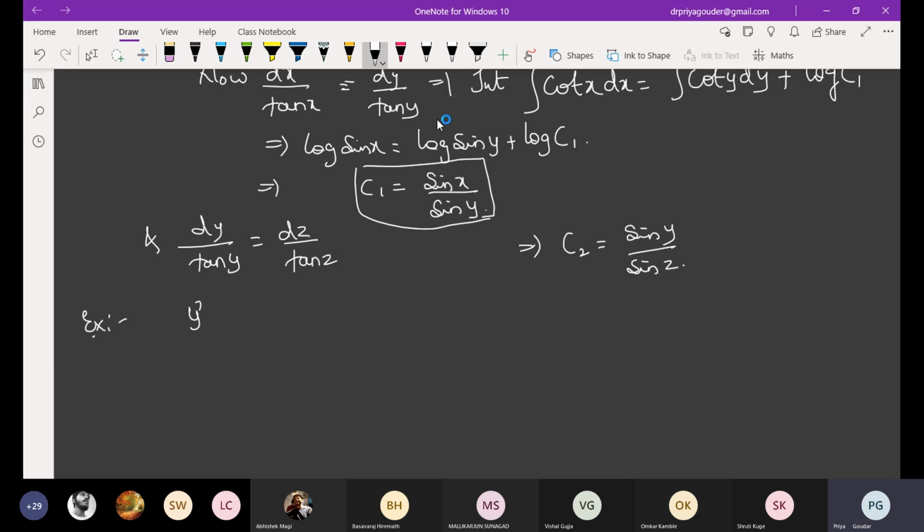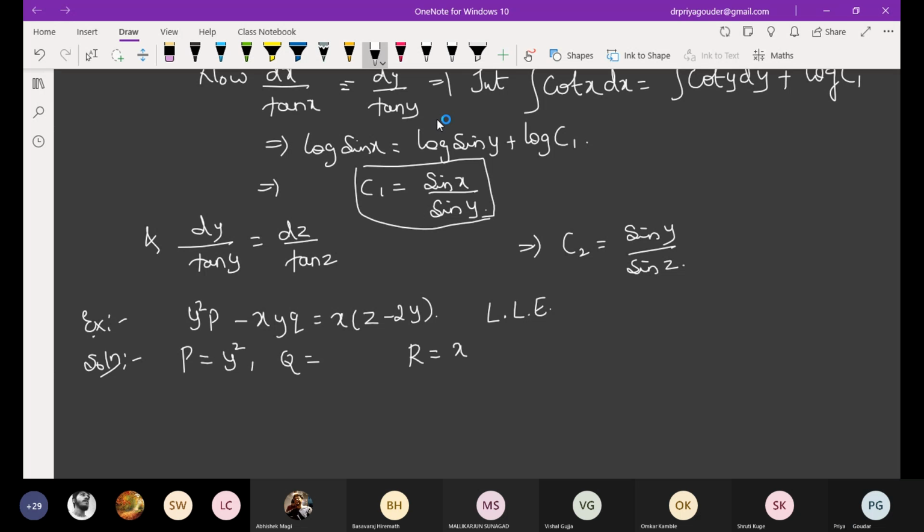Y square p minus xyq is equal to x into bracket z minus 2y. Tell me, standard form, yes or no? Yes. So p is y square. What is q? Minus xy. Yes, it is minus xy.